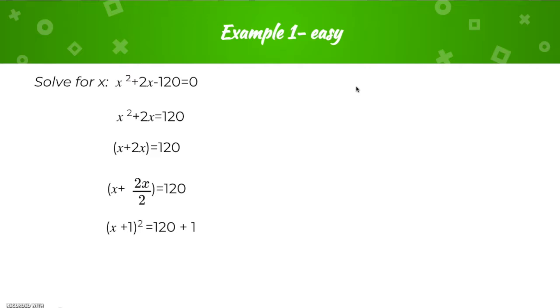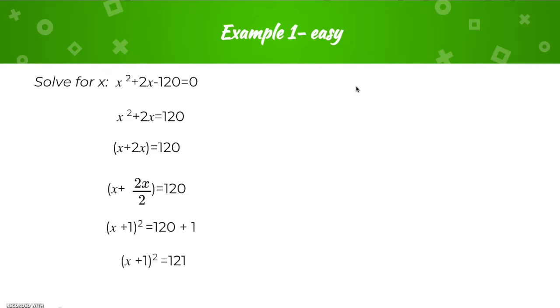But now you must be wondering, why 120 plus 1? Because we need to divide b by 2. We did that, 2x divided by 2, which equals 1. And then you need to square this value. So 1 times 1 equals 1. Since you're adding it to the left side, you need to make sure to add it to the right side so the equation keeps balanced. So 120 plus 1 equals 121.